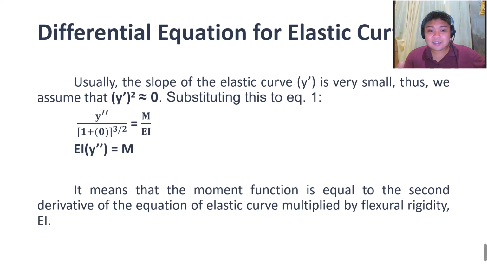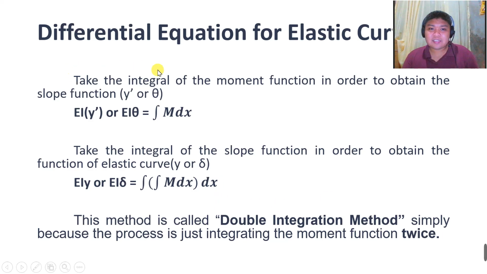And since second derivative siya, ang gagawin nyo, take the integral of the moment function in order to obtain the slope function. So, that is y prime or simply theta. Ito, baka magkalituhan, parehas lang naman yan. So, EI y prime or EI theta is, unang beses i-integrate mo yung moment function. However, since this is still the slope, kailangan natin mahanap is yung mismong y, so take the integral of the slope function in order to obtain the function of the elastic curve, which is y or delta. So, parehas nga din to.